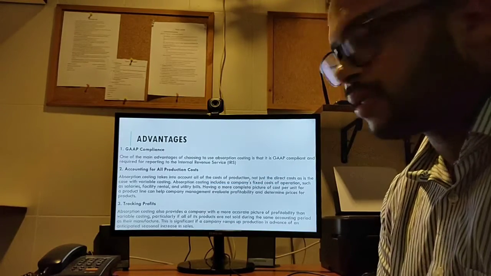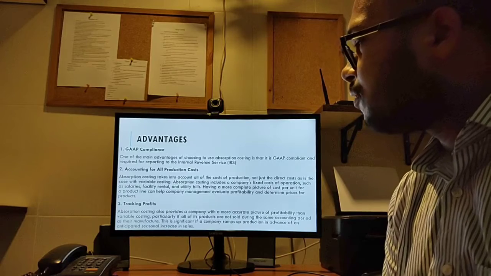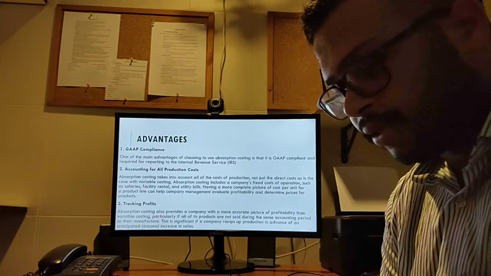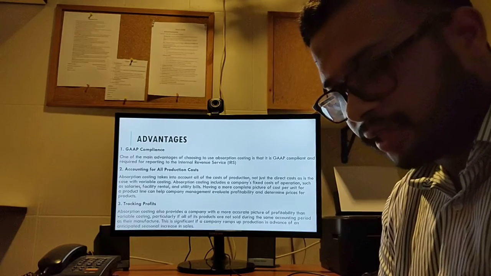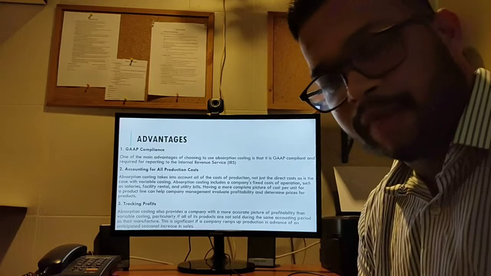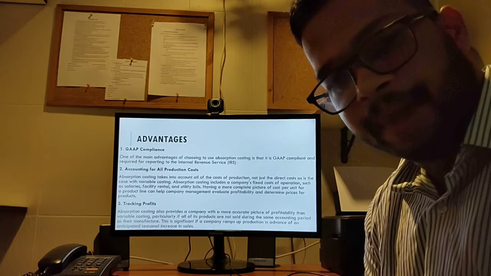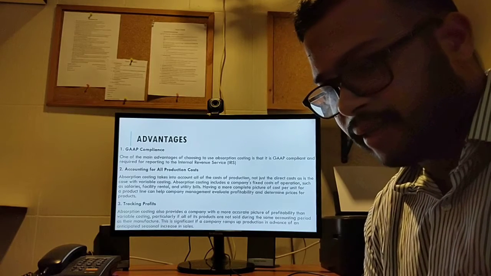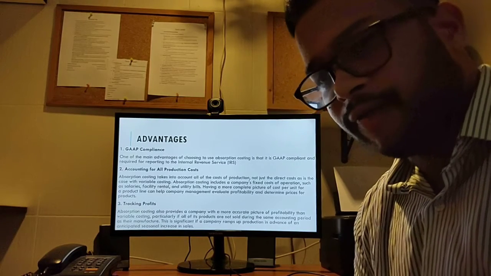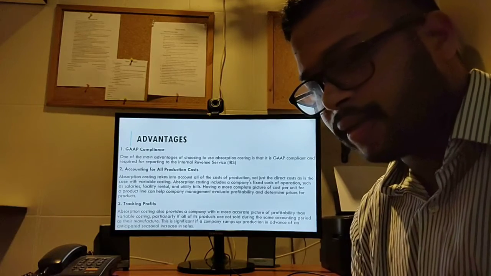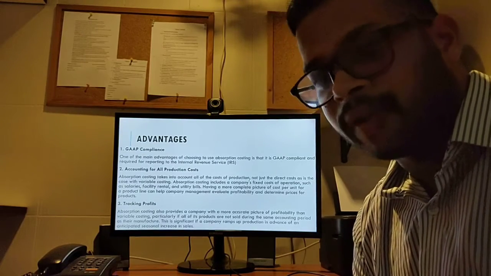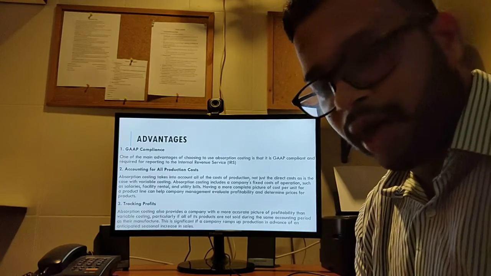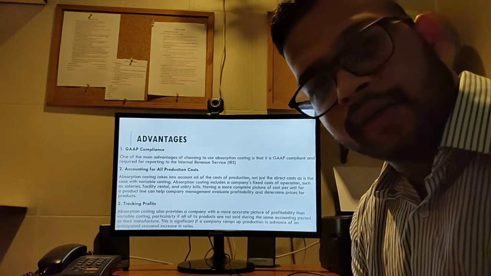Now the next thing is advantages. The first thing is GAAP compliance. First let me explain what GAAP is. GAAP is simply your generally accepted accounting principles, as per the United States framework. You have US GAAP and you have IFRS, which is the International Financial Reporting Standards. Long story short, IFRS is followed by all the countries in the world. It's a common framework or common standards set for financial reporting, whereas US GAAP is only followed by American companies.